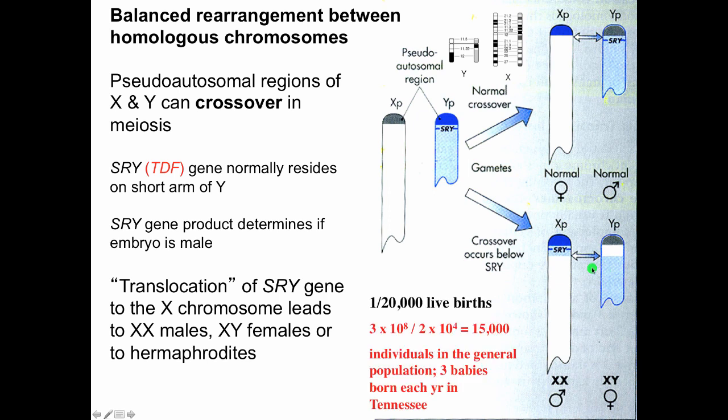And this is rather interesting. This type of crossover where it occurs below the SRY gene may occur in 1 in 20,000 live births. That might suggest that there may be something like 15,000 individuals in the United States that have this unusual translocation. There may be up to 3 babies a year that are born in Tennessee with this translocation.